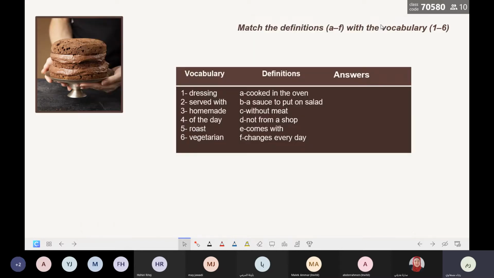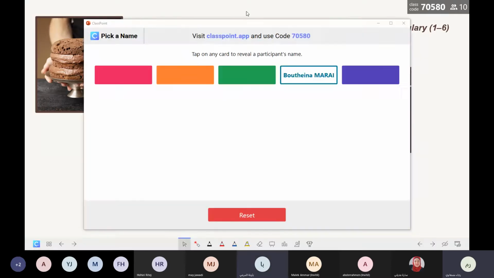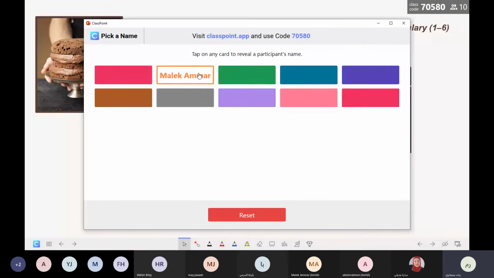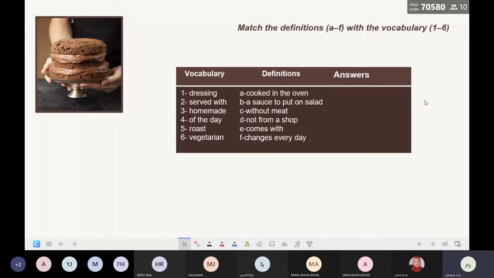Mrs. Buthaina, good evening. Would you like to try? Roast, I think roast, that means cook it in the oven. Well done, perfect. Thank you. Okay, great. Malek, would you like to give me another option? I think vegetarian is without meat. Very good, without meat. Excellent. Thank you, Malek.